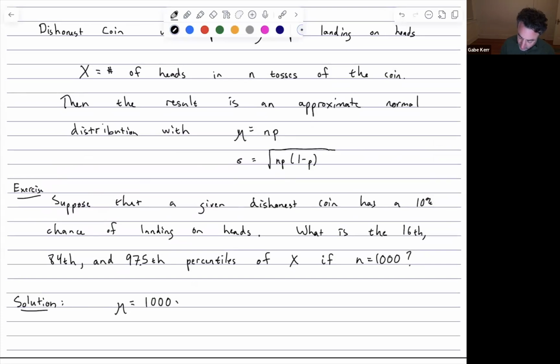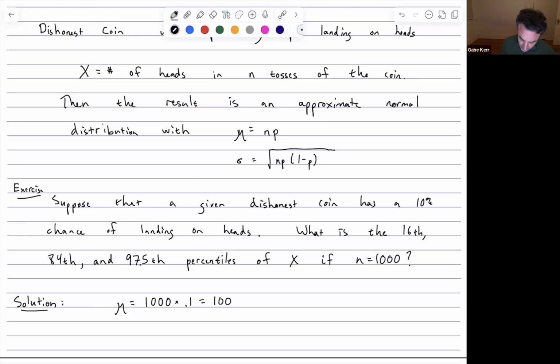So we're going to multiply, but we always turn that into a decimal form. So it's going to be 0.1. So the average here is going to be 100. That sort of makes sense that there's a 10% chance of landing on heads. We flip the coin 1,000 times. We expect that 1/10 of that 1,000 is when we're going to get heads. So that's 100.